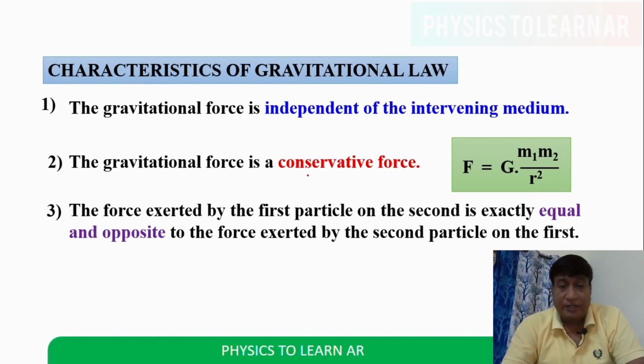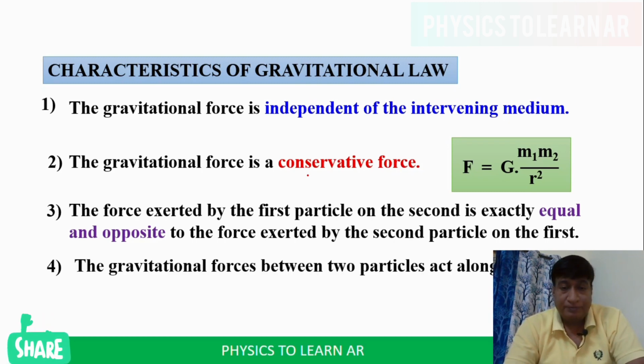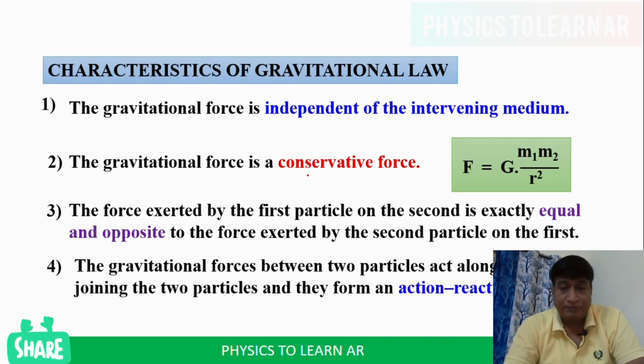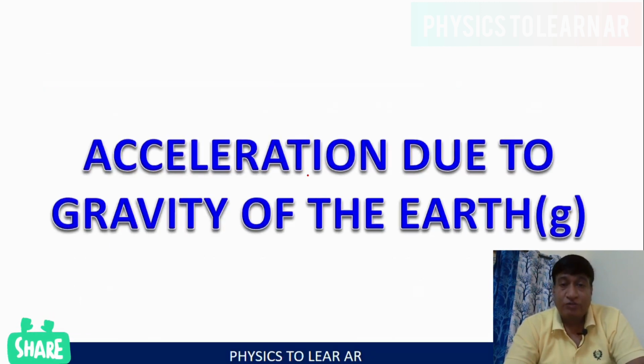The force exerted by the first particle on the second body is exactly equal and opposite to the force exerted by the second particle on the first, because we have already proved in vector form F12 is equal to minus F21. So the gravitational force between two particles acts along the line joining the two particles and they form an action and reaction pair. So this gravitational force is a central force. Further, which is very important for us, the acceleration due to gravity of the Earth, which we are going to discuss.